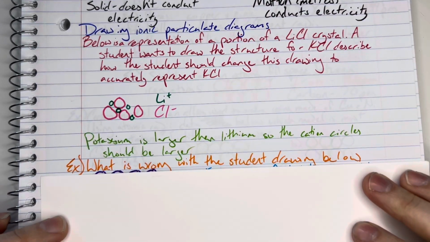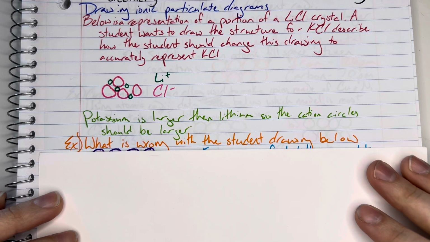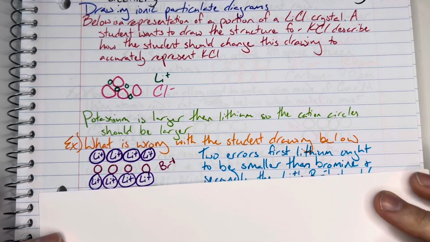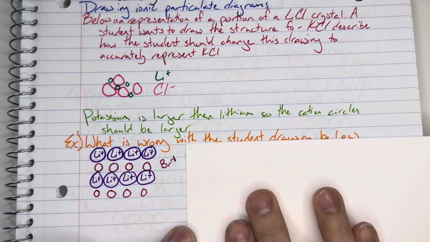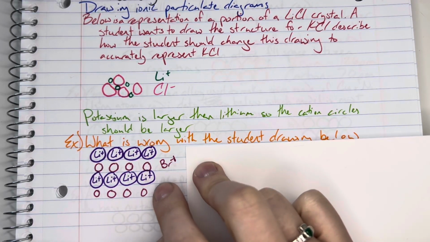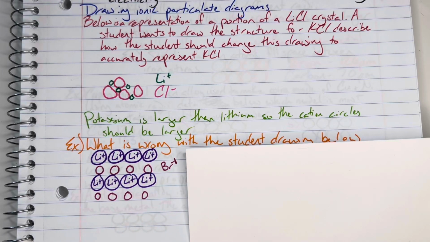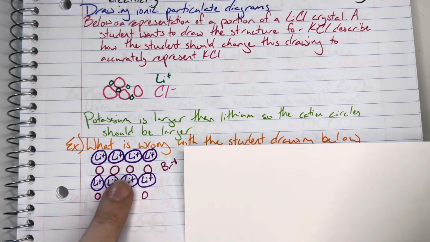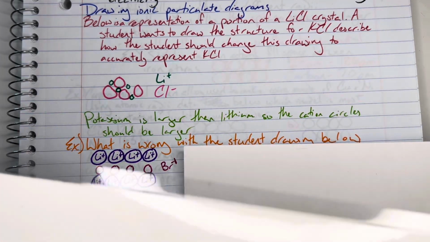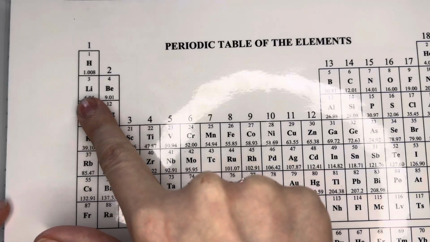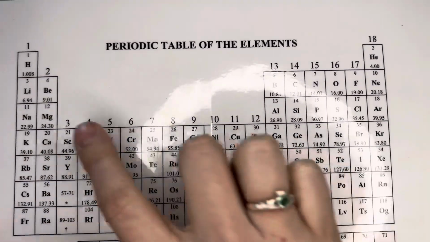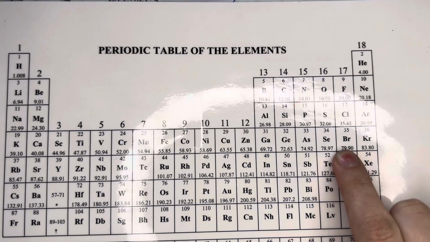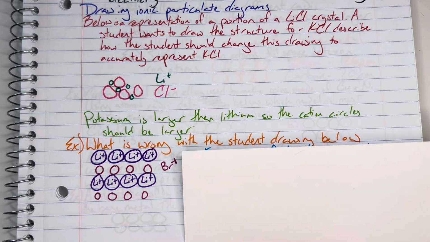Now we're going to look at an example here. So the question states, what's wrong with the student's drawing below? So here we have a lithium bromide diagram here. We can see that my cations are touching and my anions are as well. And then my relative size differential, lithium is a very small atom versus bromine, which is going to be substantially larger. So also the size between these two are exactly the opposite of how they should be.